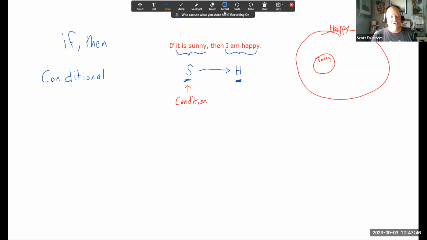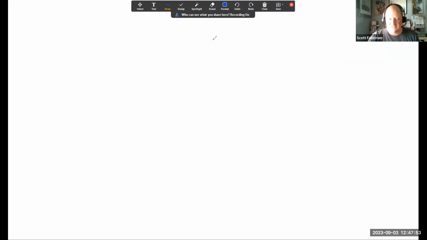Yep. I'm going to choose a different one that might fit more with some of you. I'm going to choose a different wording. So this one stuck with me growing up, and maybe it doesn't stick with you. If you miss curfew, then you are grounded. Okay. This is an if-then statement, right?